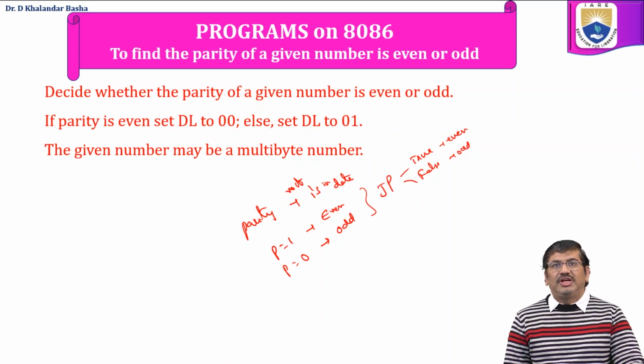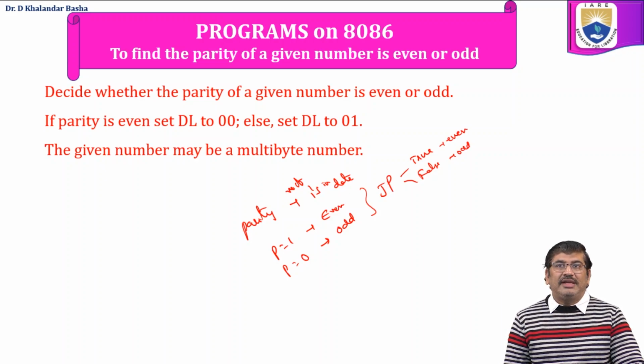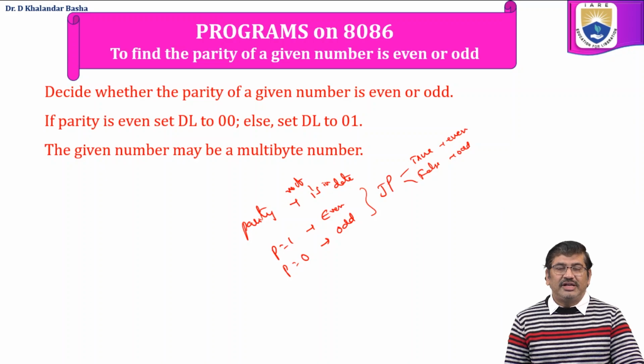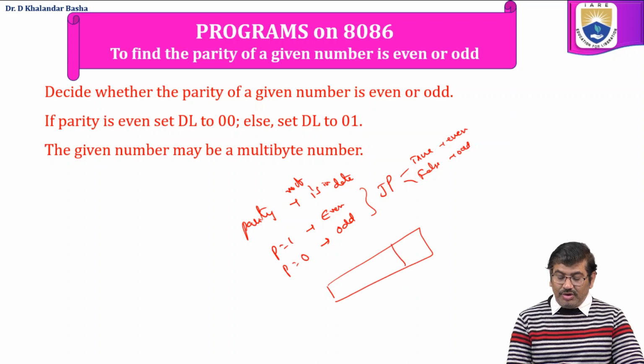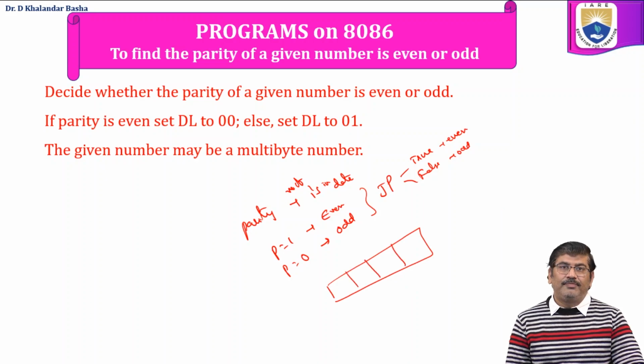Now we will see the problem statement. Decide whether the parity of a given number is even or odd. If the parity is even, we have to set DL to 0, else DL to 1. The given number may be a multi-byte number. So let us consider, instead of 8 bits or 16 bits, we are going to take 32-bit data.